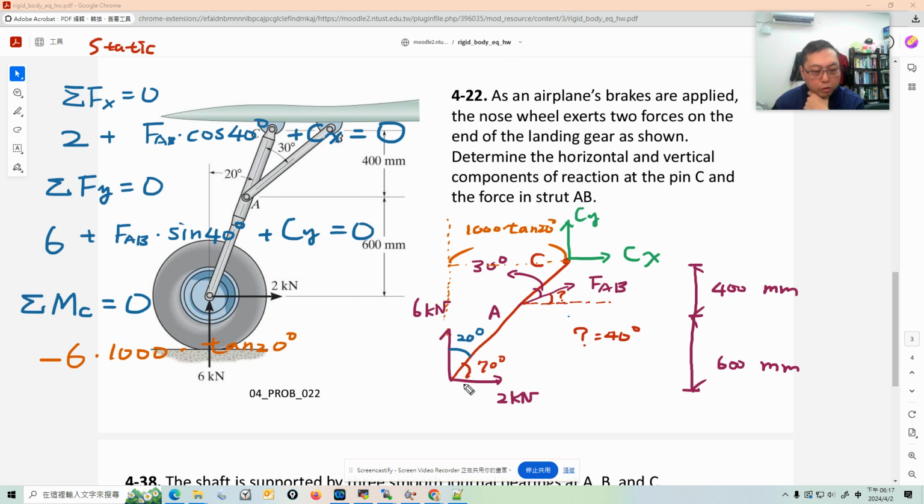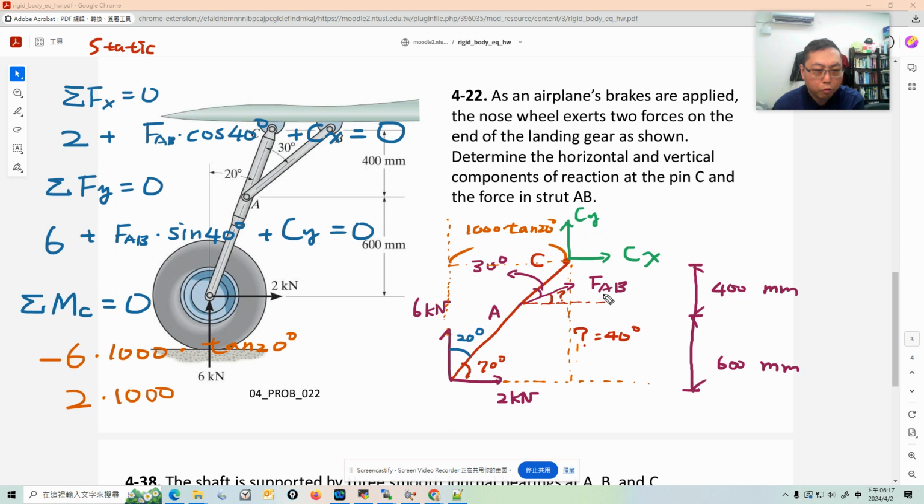And does this force, 2 kilonewton, also create a moment? Okay, let's see. The magnitude is 2 kilonewton. If we draw a line of extension here, the lever arm will be here, and the lever arm is already very clear, it's 1000 millimeter. The reference point is here, and the force points to the right, so it will create a counterclockwise rotation, so it is positive.